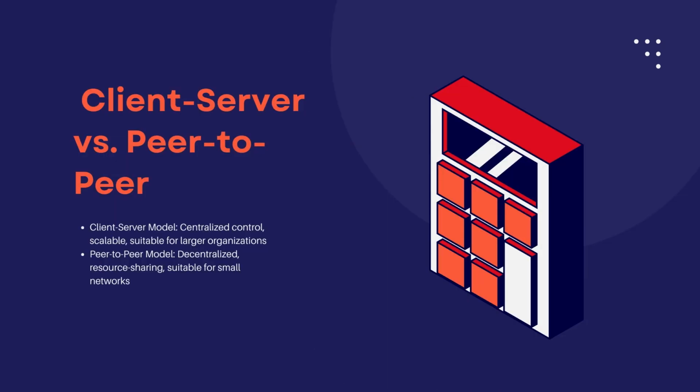Client server against peer-to-peer. In a client server model, a central server manages resources and services, ideal for a larger scale business. On the other hand, peer-to-peer networks are decentralized, with nodes sharing resources equally, which are commonly used in setups for file sharing, small setups in general.